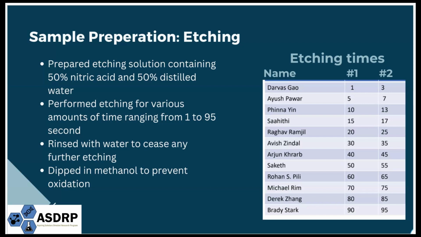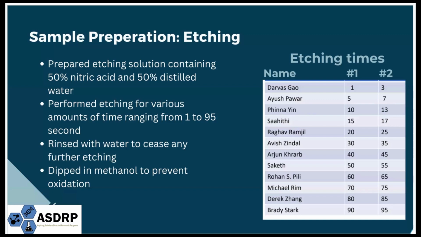So our next procedure was to etch our sample in order to visualize the grain structure. Our lab prepared an etching solution that contained 50% nitric acid and 50% distilled water to dip our copper sample into. Each lab member performed etching by dipping our sample into the solution, and we each did so for a varying amount of time, ranging from 1 to 95 seconds, in order to compare the amounts of grain that were produced when observed later on.